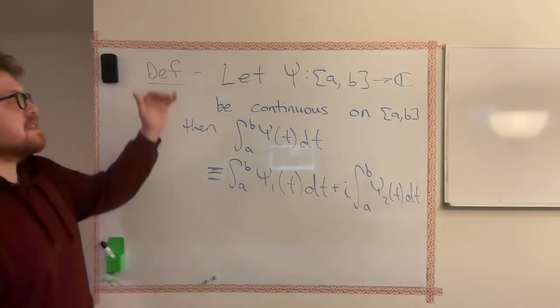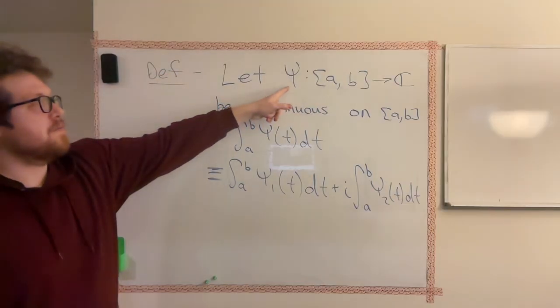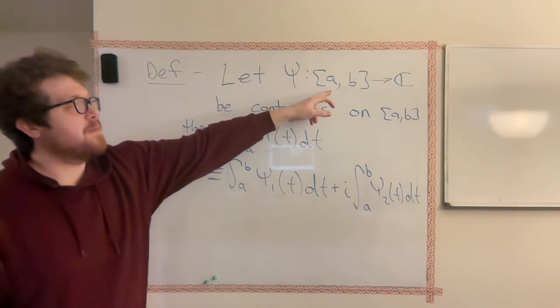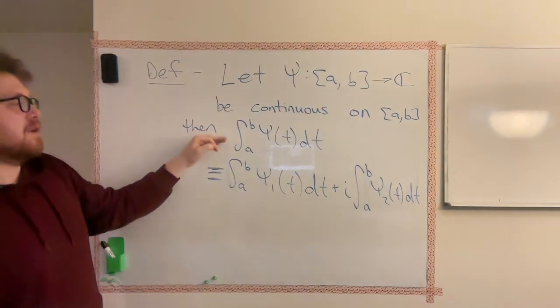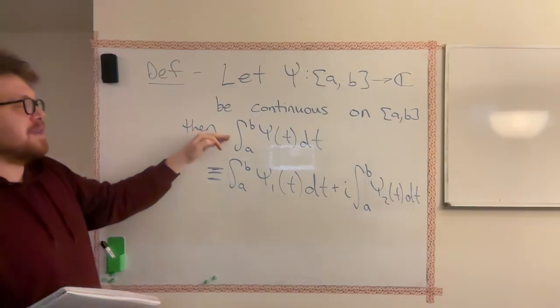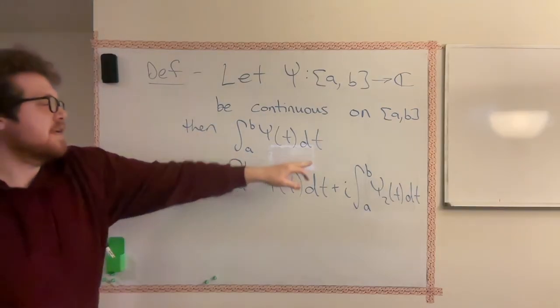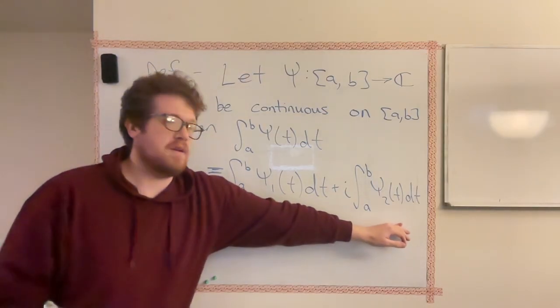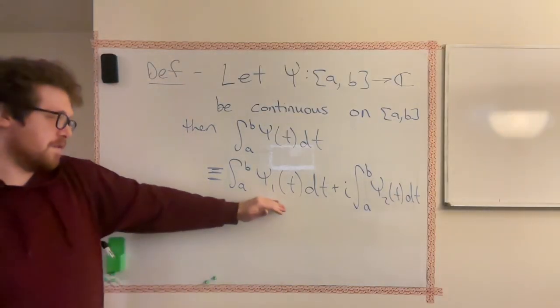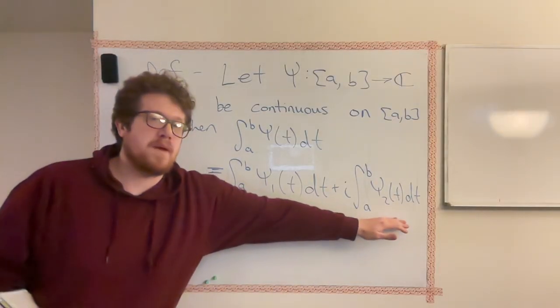So this says if we have a complex function where the input is some real interval a to b, then we can define the integral of that complex function from a to b, dt. It's basically the integral of the real part plus i times the integral of the imaginary part.